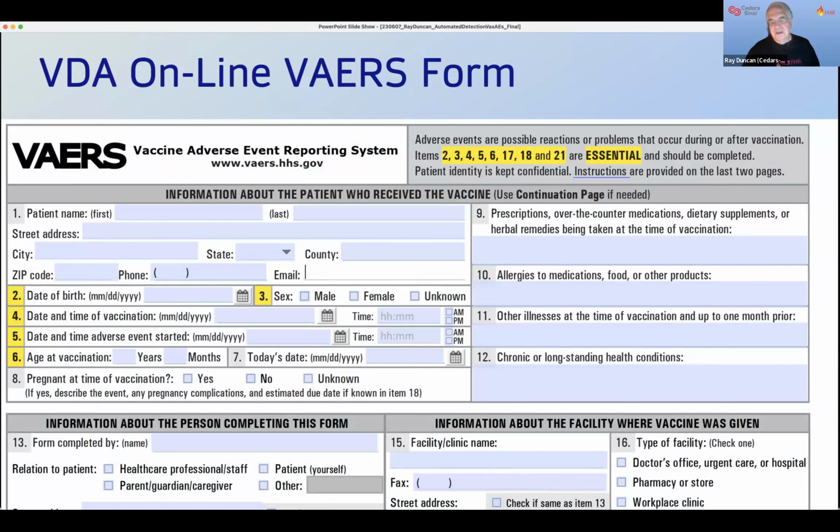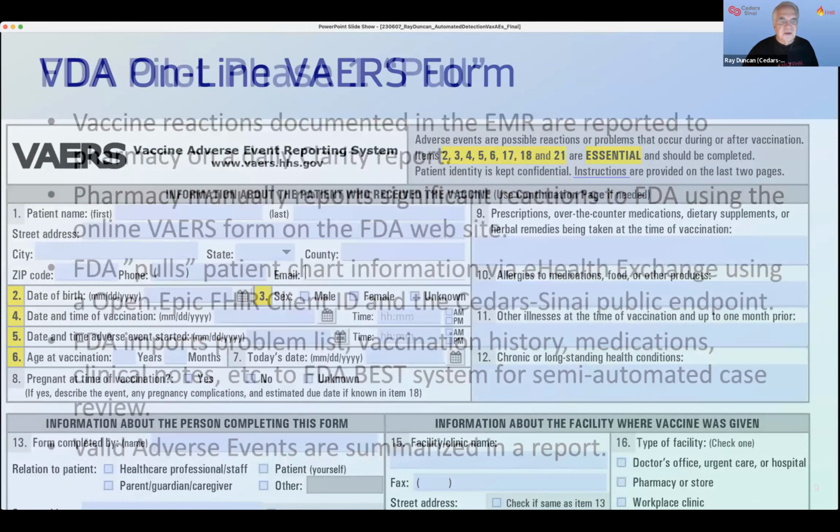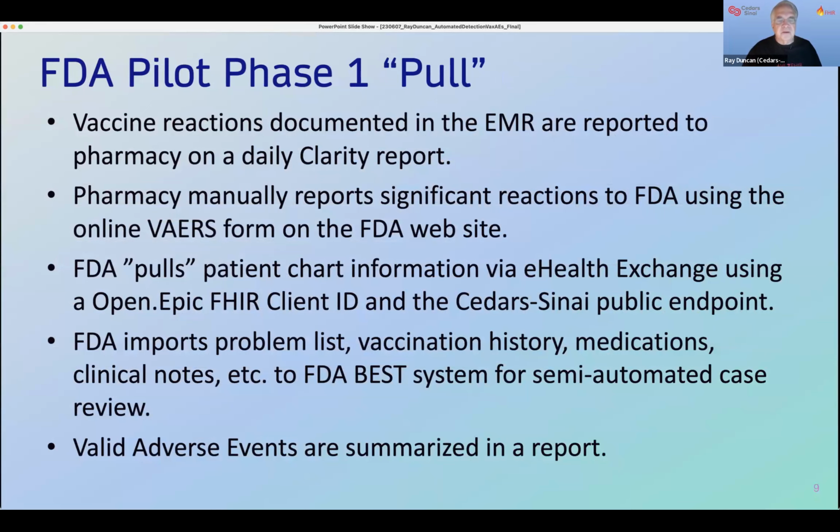And that's a very slow process, as you can imagine. So the FDA, first phase of this FDA pilot, we got involved in this about 2 years ago to start with. The first phase of their FDA pilot was they just left the manual reporting process in place, but they pull the information, instead of requesting it by email or fax or phone call, they pulled it using FHIR resources into their BEST system so they could do case review.